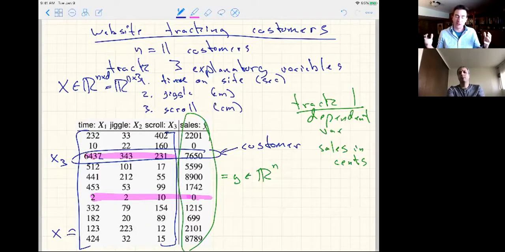It's probably hard to have time on the site independent of the amount you're scrolling. The more you scroll, probably the more time you spend. Those are going to be dependent. How good the model is and how we evaluate that, which we'll talk about in more fine grain on Wednesday, is not going to care whether these are independent.